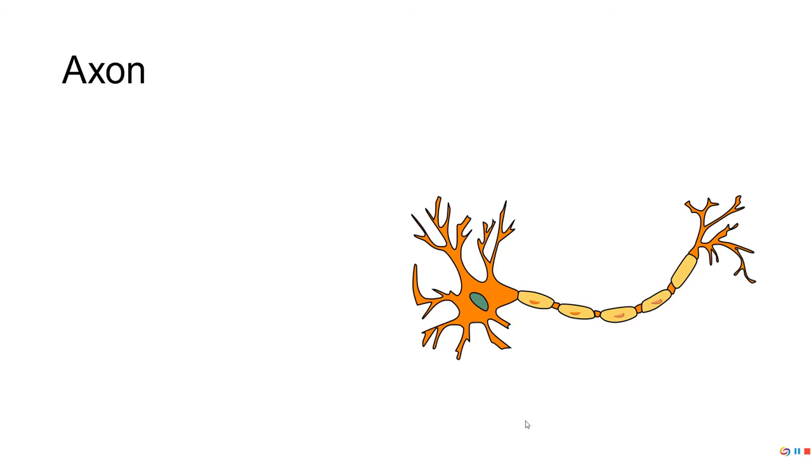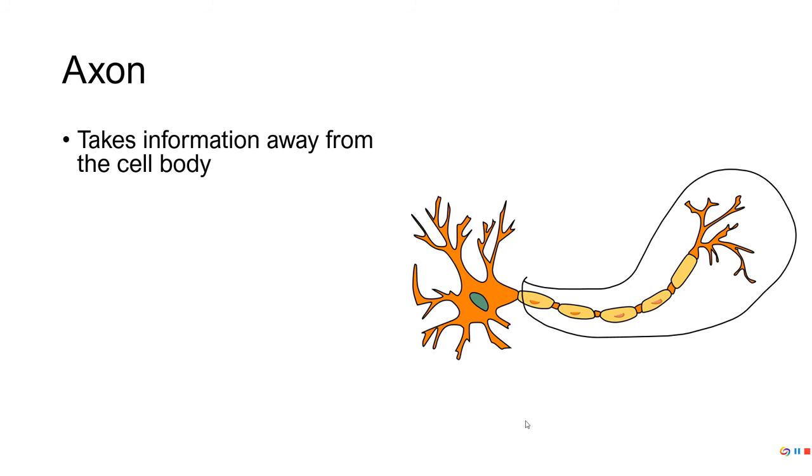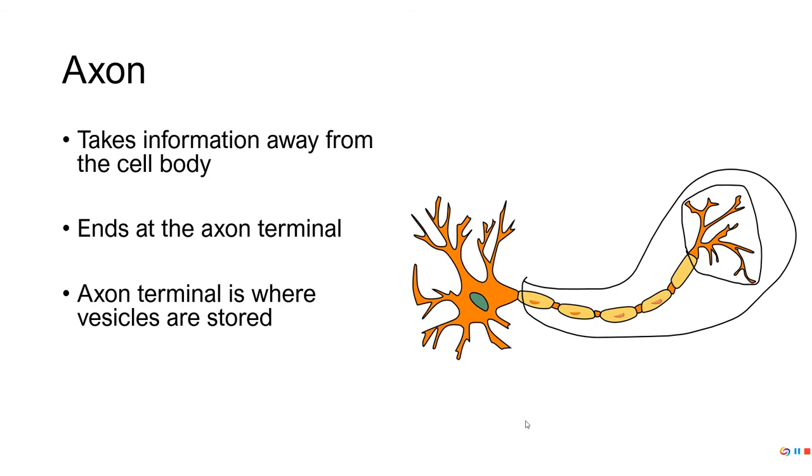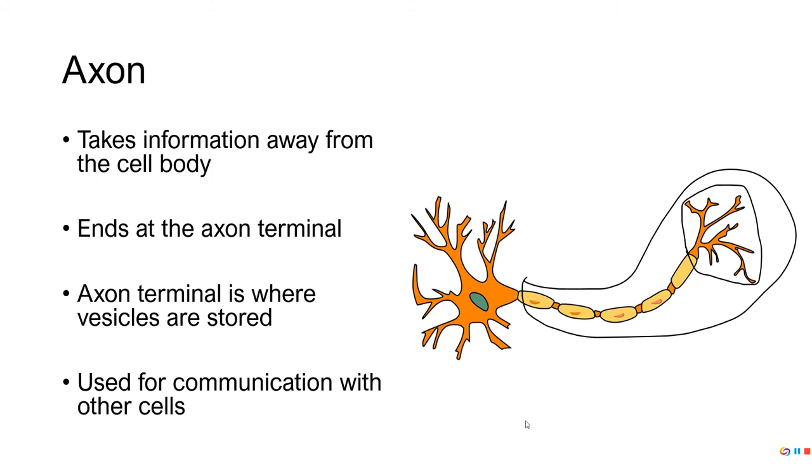Finally, we have the axon, which is shown here. Now, the job of the axon is to take information from the cell body and pass it along to other cells in the form of action potentials and then ultimately neurotransmitter release. Because these action potentials will eventually reach the axon terminal, which is the end of the axon. And in the axon terminal, there are these containers called vesicles, which store neurotransmitter. And when appropriate, that neurotransmitter is released. So the axon is used to send information to other cells with the help of these neurotransmitters.